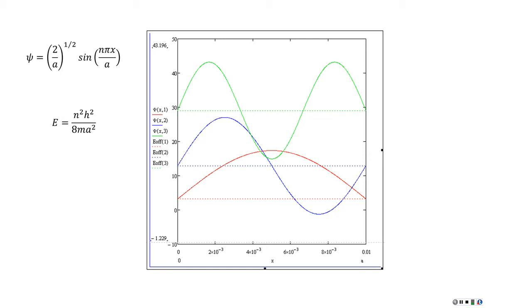These particle in a box wave functions are half sine waves or sine waves. So n equals 1 is a full half sine wave, n equals 2 is a full sine wave, n equals 3 is 1.5. So as we go up, the number of nodes increases, the number of half sine waves increases.